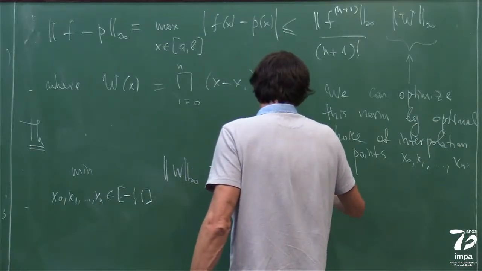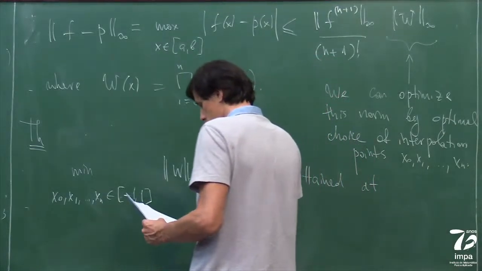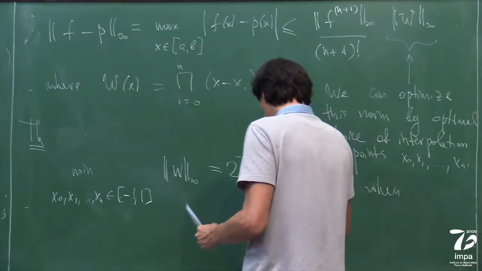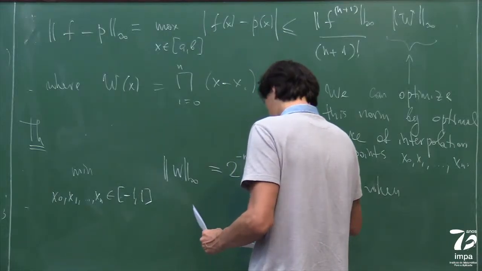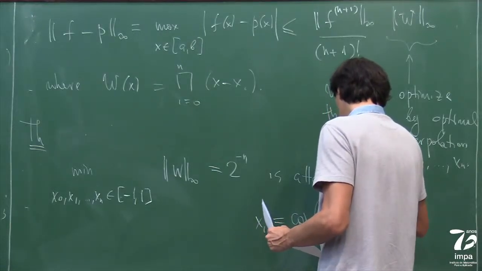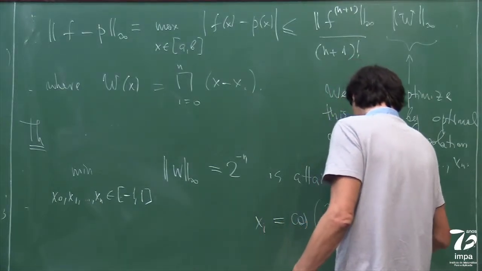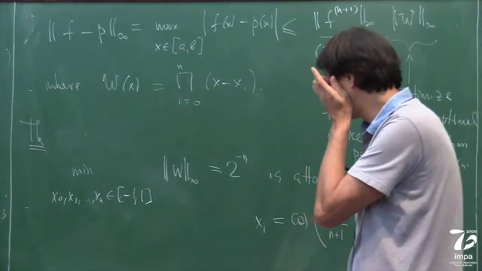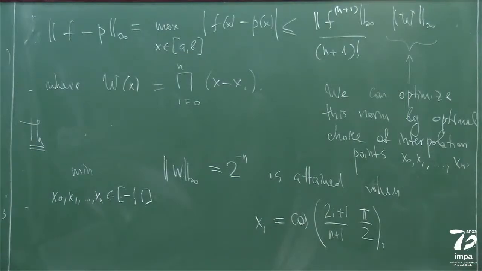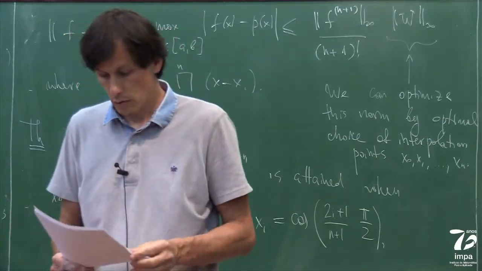And it is attained at points when all points xi are given by this trigonometric expression, cosine of (2i plus 1) over (n plus 1) times pi over 2. So it tells you that there are certain positions in the interval where you must put your points in order to minimize the error bound. So this will continue next time.